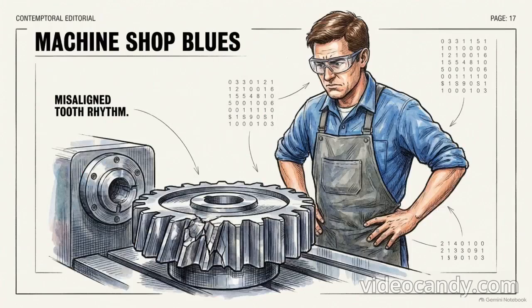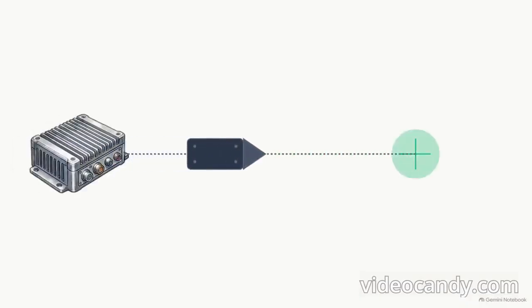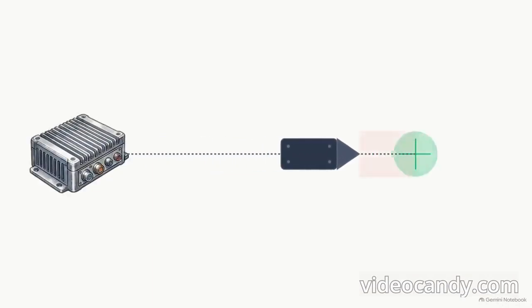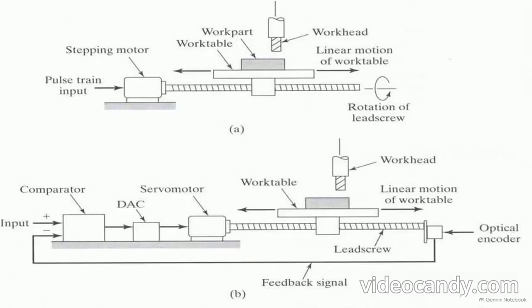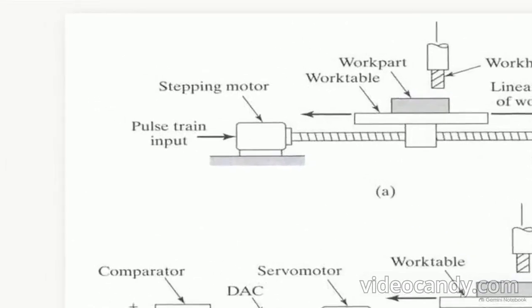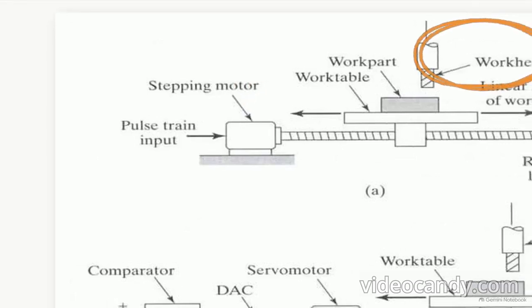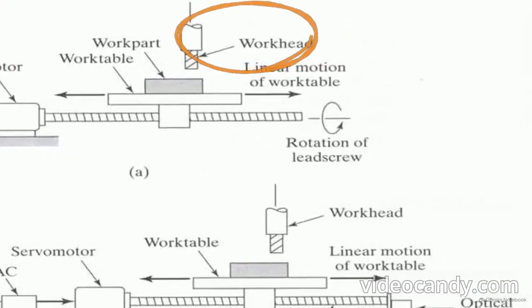But there is a massive engineering hurdle in doing this. A computer telling a motor to move to a specific coordinate does not guarantee the motor actually reached that exact position. Look at the top half of this schematic. This shows an open-loop control system. It relies entirely on stepper motors and pulse train inputs to execute movement commands blindly. If the cutting tool skips a mechanical step, the system has no way of knowing it is out of alignment, and it will continue cutting a flawed part.